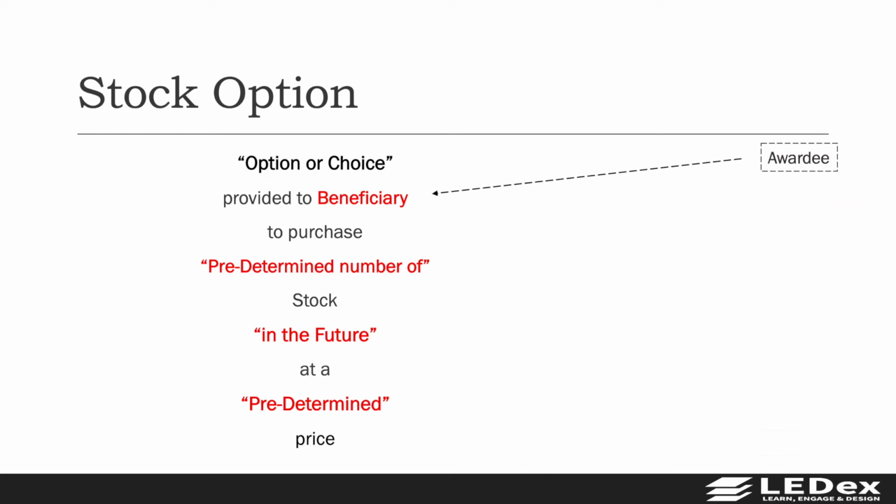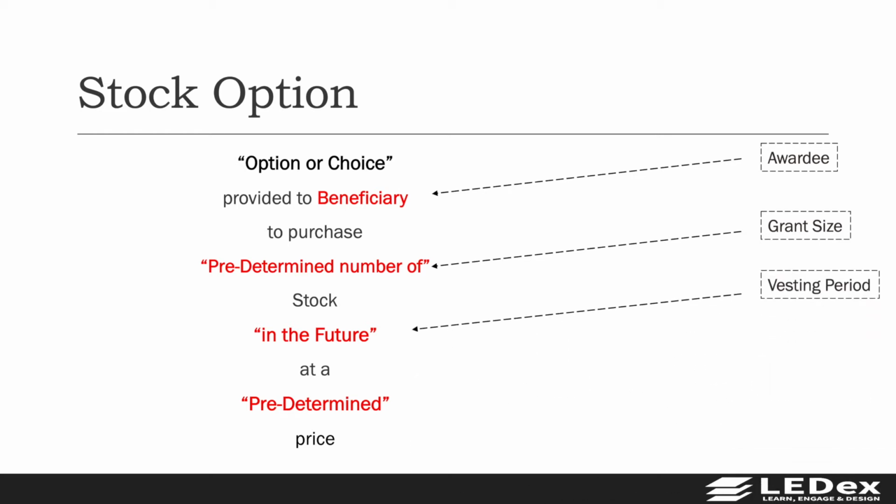A beneficiary is the awardee. The predetermined number of options is what is referred to as a grant size or allotment size. The future date is what is governed by the vesting period that the stock option program has. And the predetermined price is what is referred to as the grant price or the strike price.